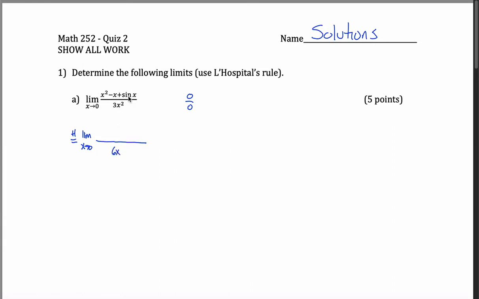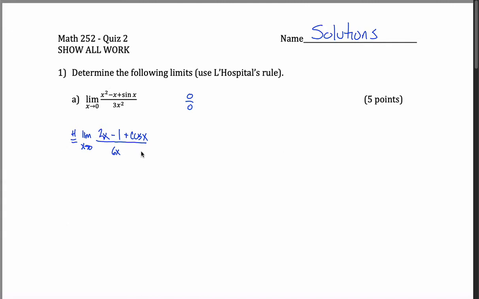Derivative of the top, we got three different terms, so we're going to have to take three different derivatives. The derivative of the x squared here gives me 2x. The derivative of the x gives me a 1. And the derivative of sine is cosine, so I got a cosine x here. So applying L'Hopital's rule changes this limit into this limit.